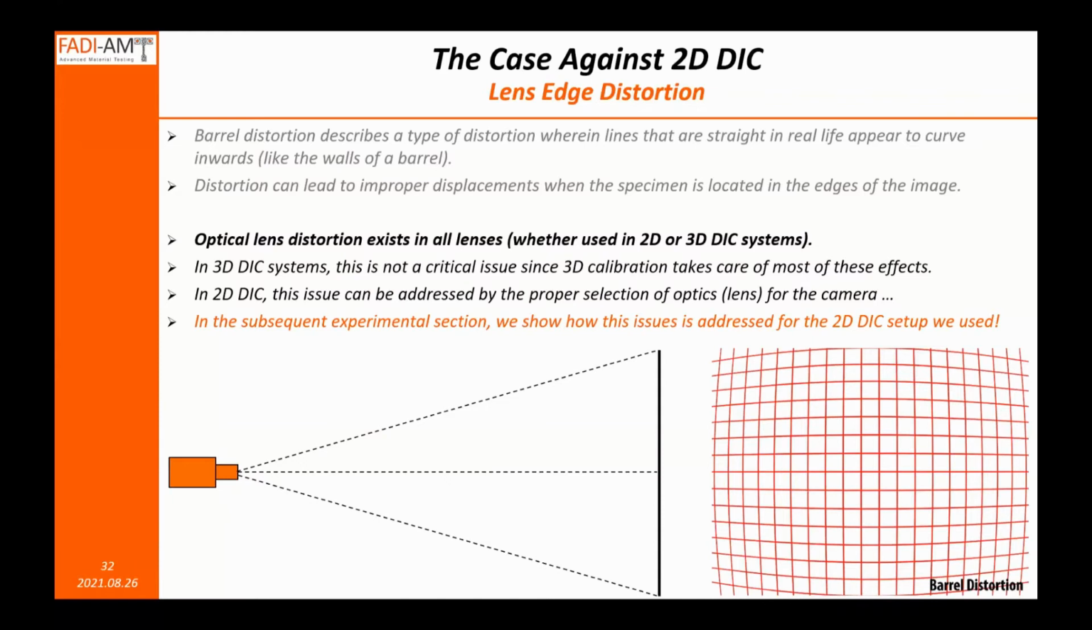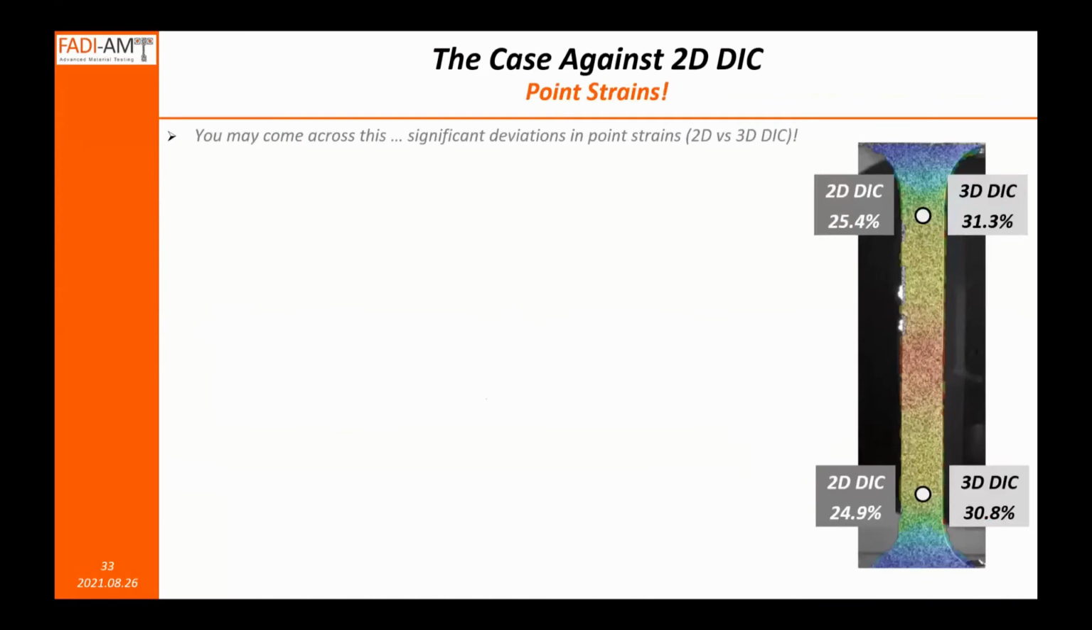What we say is this point is absolutely valid. However, the distortion is not that significant if the proper optics are used with that type of camera that you're using. So with the proper camera selection, lens selection for a camera, and with understanding of this problem, you could offset a lot of this error, and we will show how we address this in the results that we obtained in our experimentation.